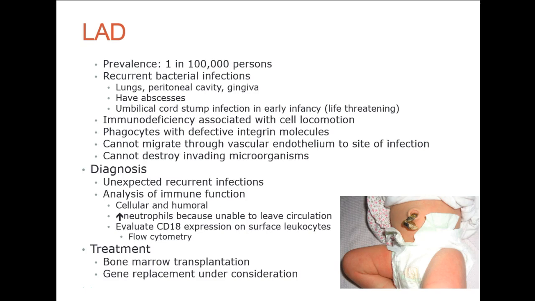Phagocytes have very defective integrin molecules, so they can't work to phagocytize things. They can't migrate through vascular walls to the site of infection, and they can't destroy invading microorganisms. So not being able to adhere to things is obviously a big problem. Treatment is a bone marrow transplant or some type of gene replacement. So that includes all of our primary immunodeficiencies.